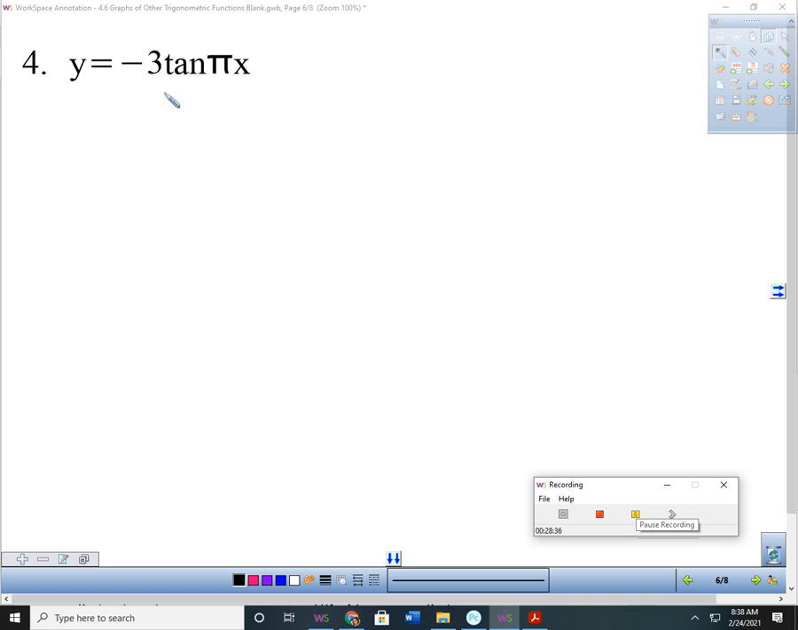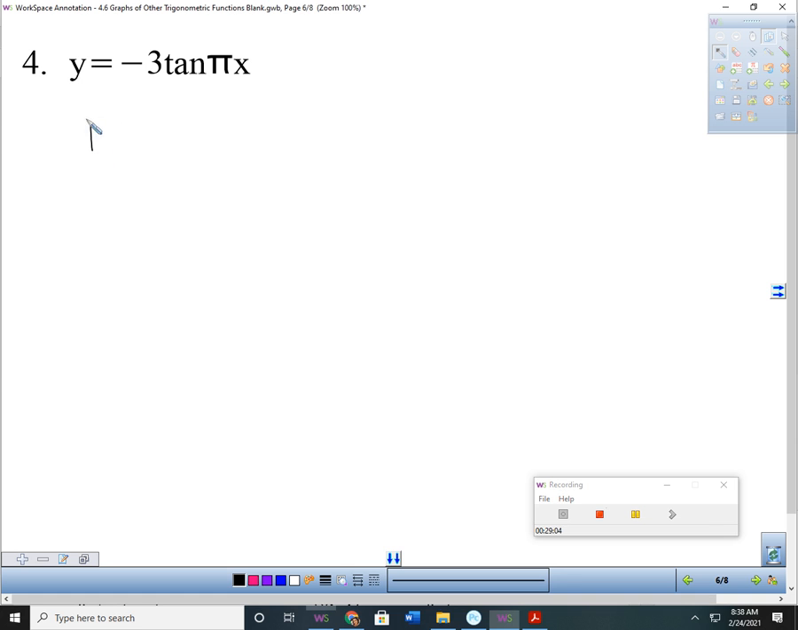All right, so on number 4, we've multiplied by this negative 3 out front. That means that we are going to flip, and it's going to get taller, right, because it's bigger than 1. And we also are going to have a period change here, but we are not going to shift left or right because we didn't add or subtract a number inside here, right? So this should stay right at the center.